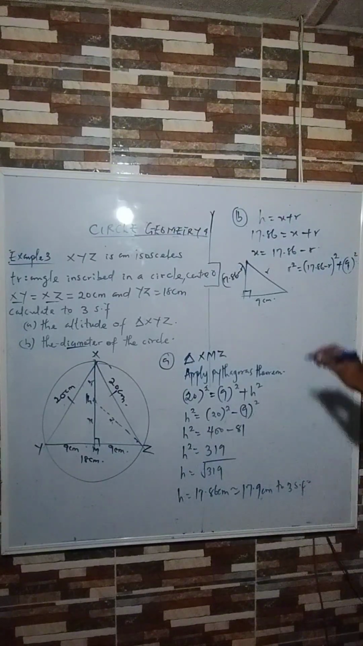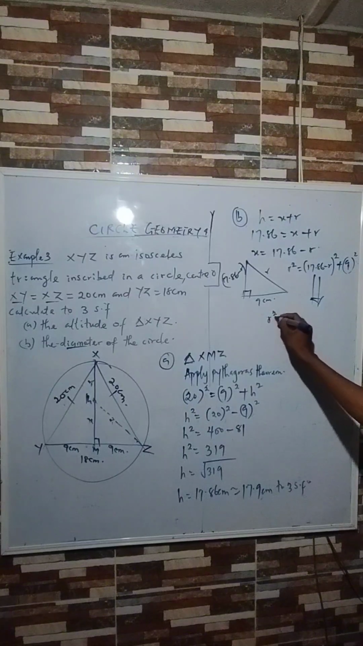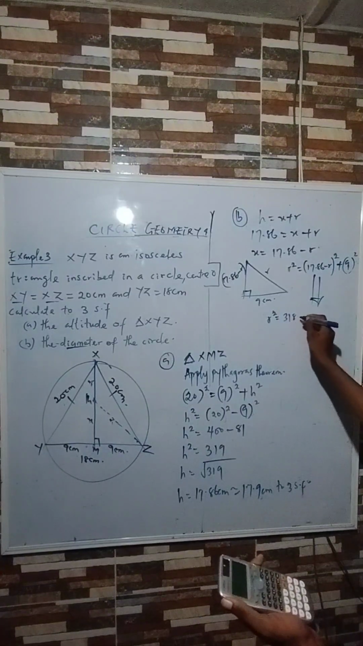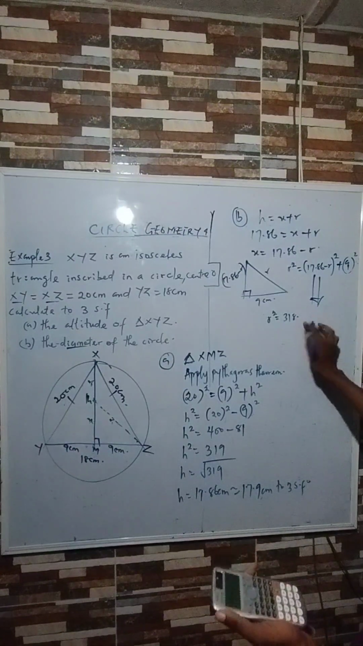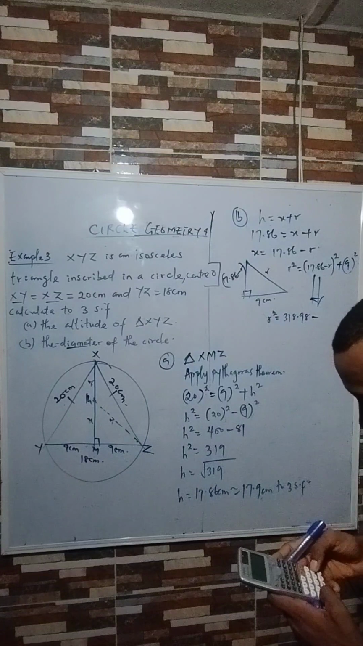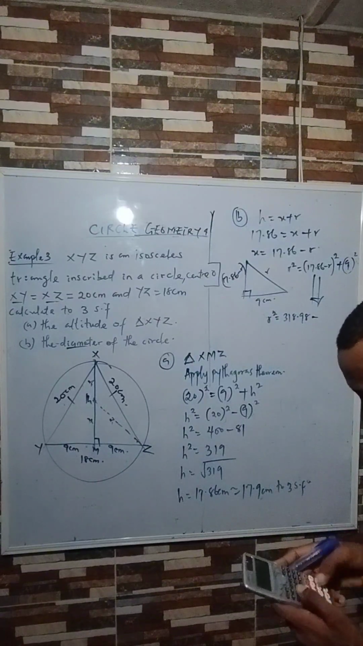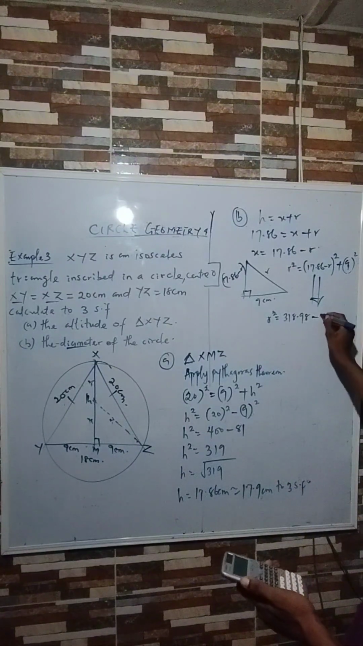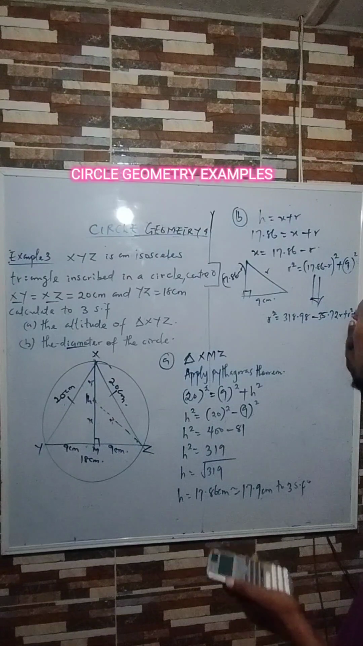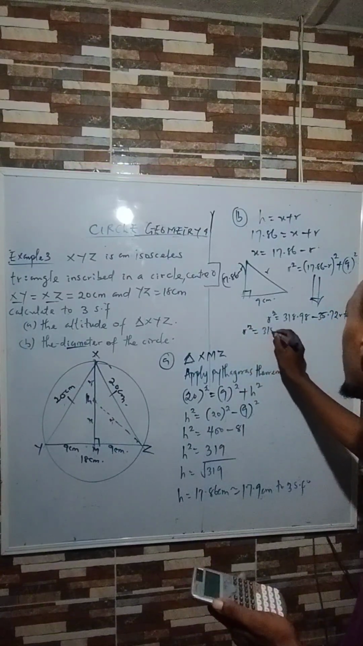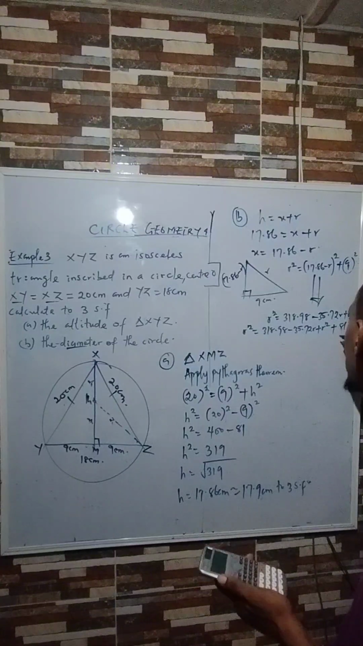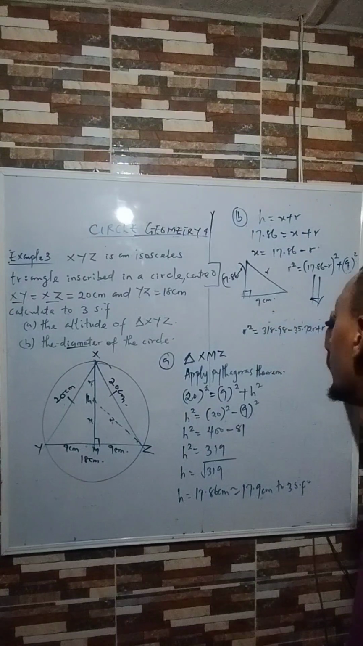So let's quickly work on this. We are saying that our r square is equal to 17.86 square, that should give you 318.98, minus 17.86 minus 17.86, that will give you minus 35.72 r, plus r square plus 81. So r square is equal to 318.98 minus 35.72 r plus r square plus 81. That's what this one is stating here.